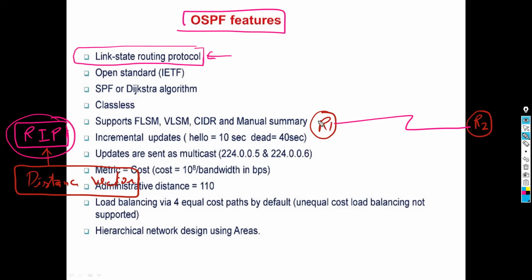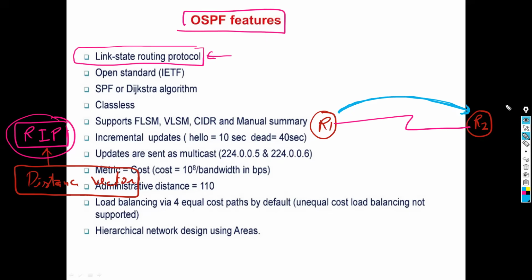For example, R1 will share its routing table information with R2. After 30 seconds, R1 again shares its routing information with R2. Again, after 30 seconds, R1 shares its routing table information with R2. This is the problem with distance vector routing protocols. They send routing updates periodically.